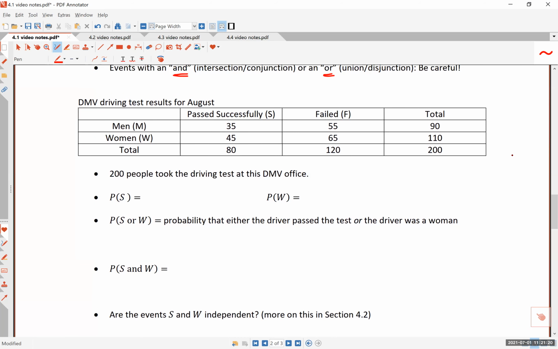All right, now in applications, okay, in real applications, the probabilities are often expressed as percentages. So let's go ahead and, sometimes in common day language, we want to use percentages.